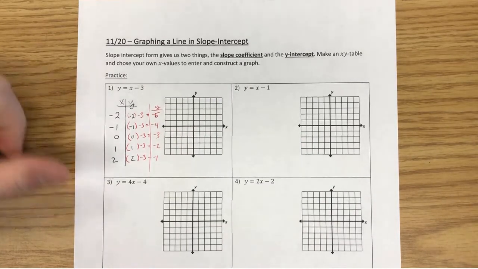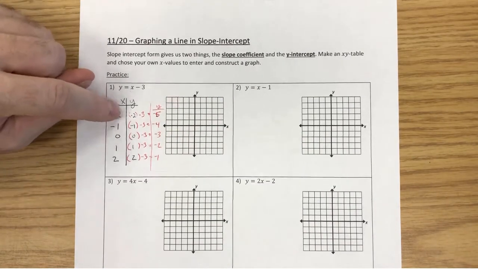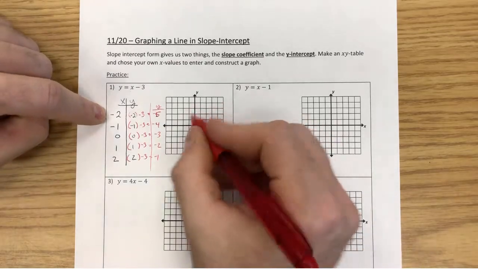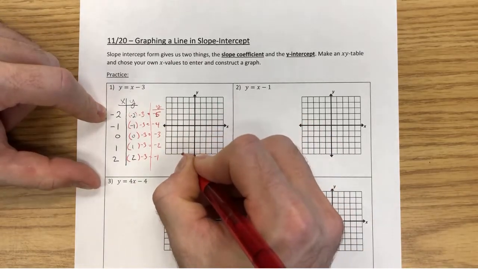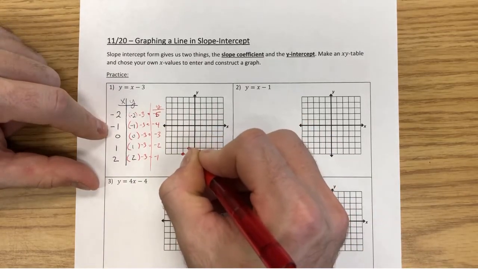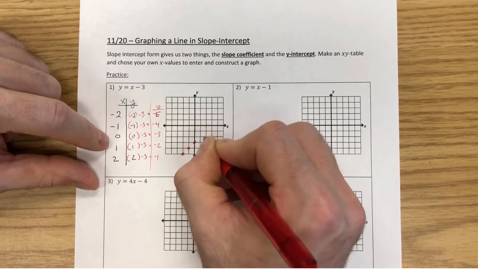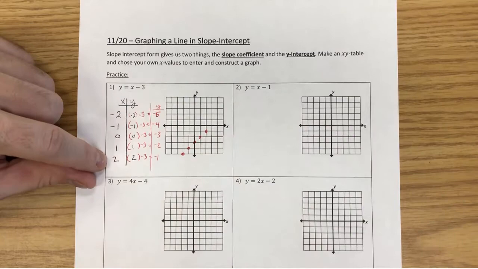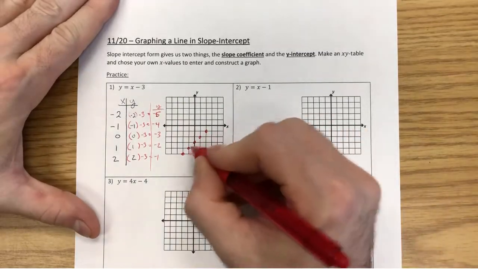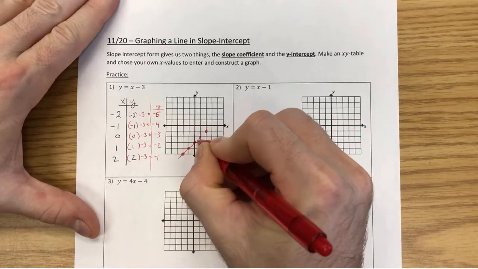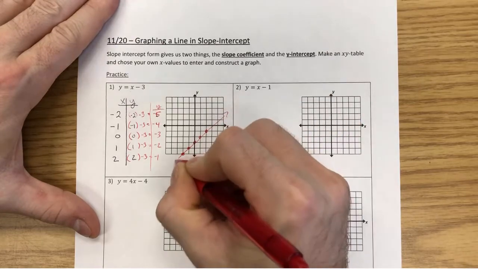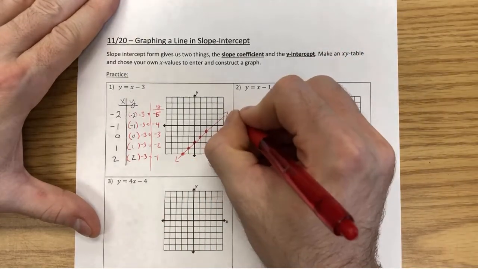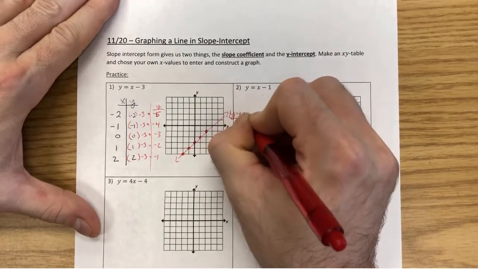So what we're going to be doing is I'm going to be graphing this x and this y. So left 2, down 5. Left 1, down 4. 0, down 3. 1, down 2. 2, down 1. And I get a graph that looks something like that. So when I connect all these dots, I get y is x minus 3.